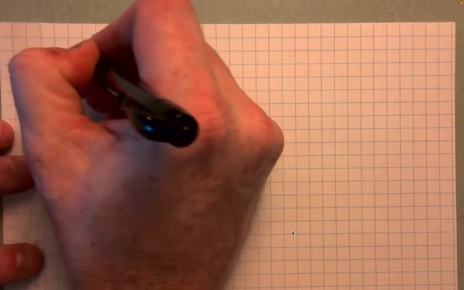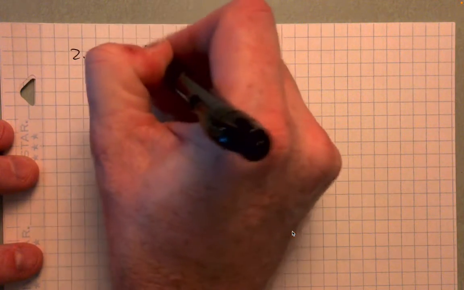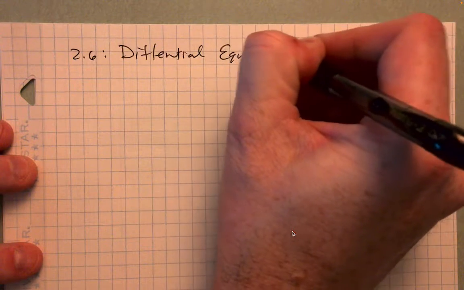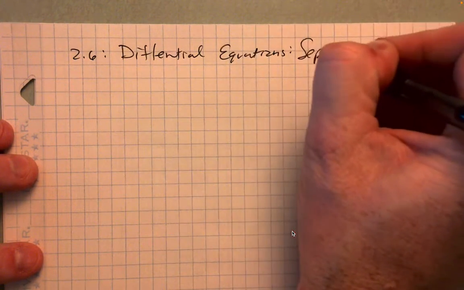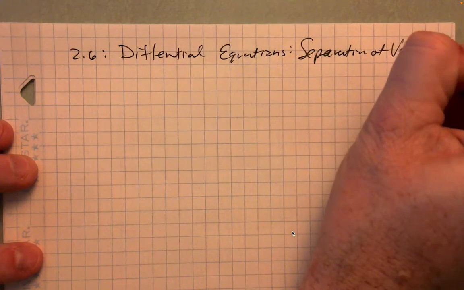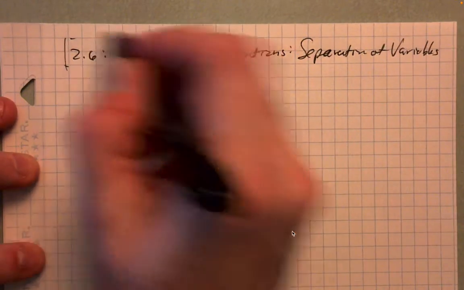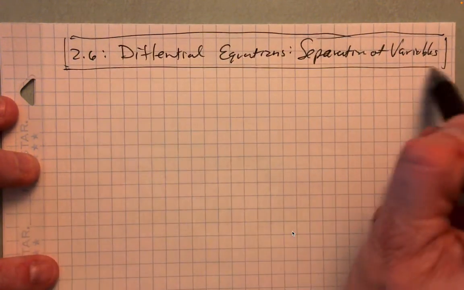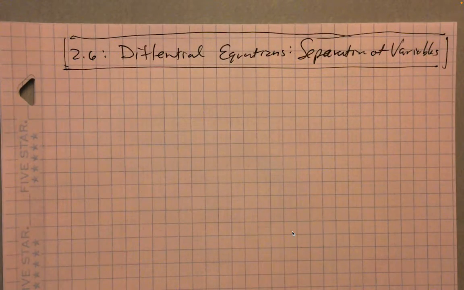Okay, so let's jump into it. We're going to call this section 2.6, differential equations and separation of variables. Okay, kind of a longish title there, but that's okay.